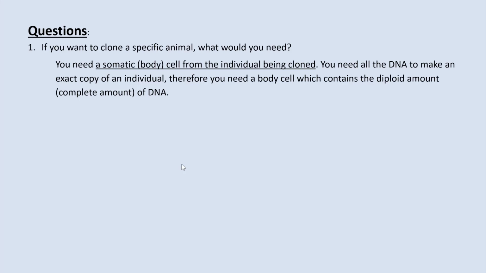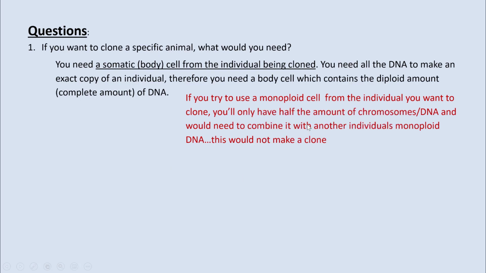Therefore, if you try to take a sperm cell and make a clone of yourself, you have to combine that monoploid nucleus with only half the amount of chromosomes. You've got to combine it with the egg cell, or vice versa. If you have a sperm cell with only half your number of chromosomes, you're going to have to combine it with another half from an egg cell to make a diploid cell. Therefore, that won't be a clone of you. That's why you need a diploid nucleus from your body.